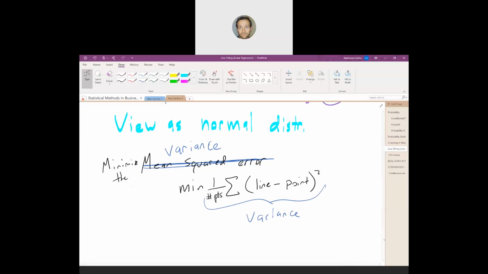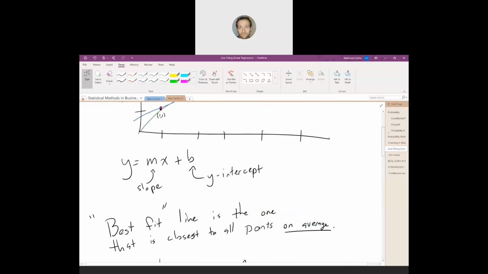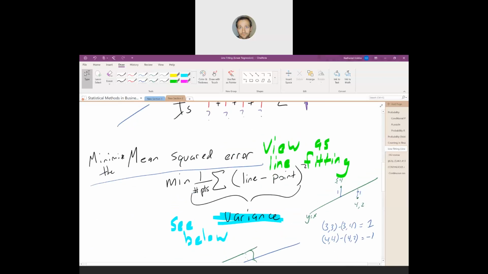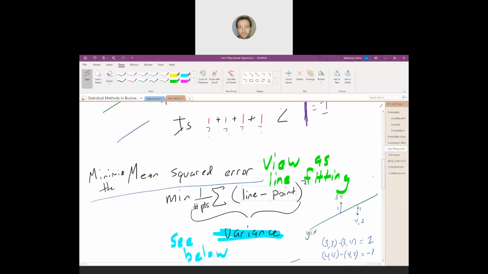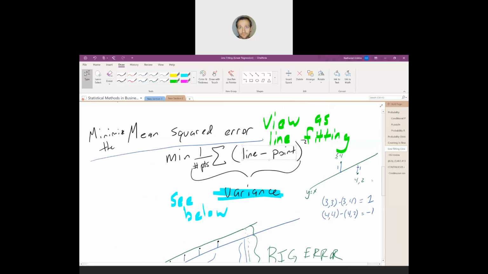So if you're thinking about this as lines, then the best fit line minimizes the mean squared error. The error here is the distance of points to the line. Whatever that is, you square it and take the average. So this is one way of viewing this equation.